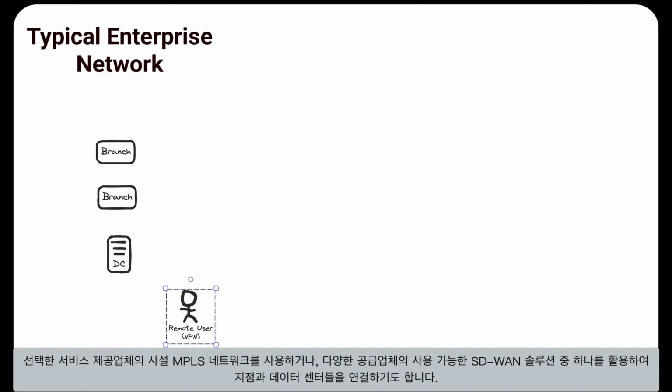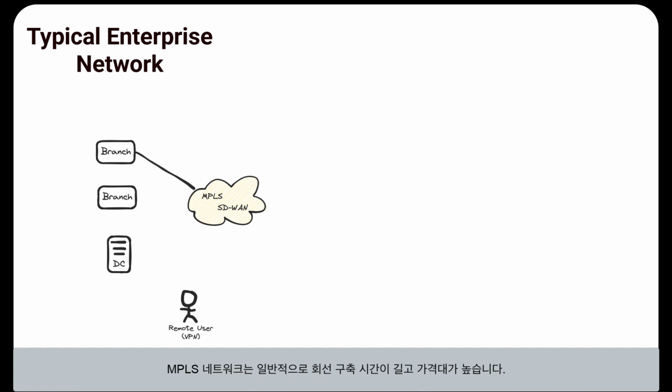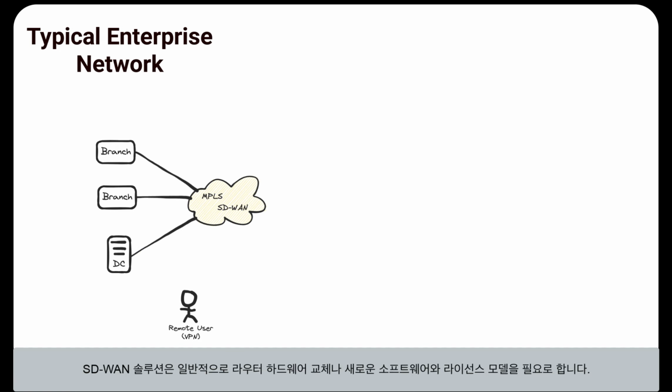Oftentimes, branches and data centers are connected either using private MPLS network from a service provider of their choice or leveraging one of the available SD-WAN solutions from a variety of vendors. MPLS networks typically have long circuit delivery times and carry higher price points. SD-WAN solutions typically require either router hardware refresh or new software and licensing models.